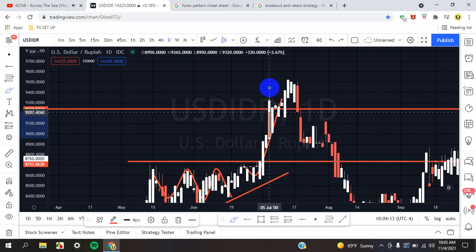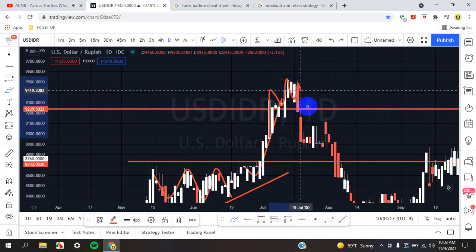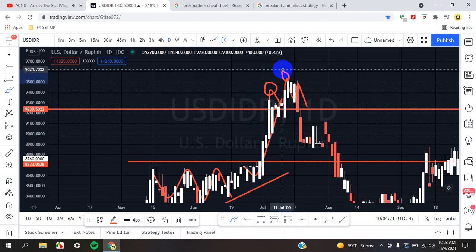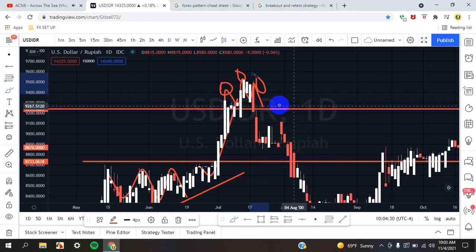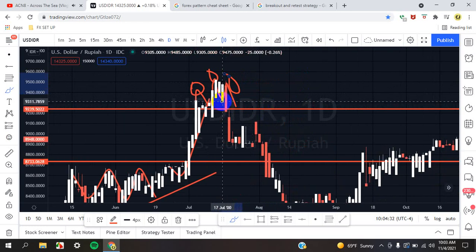So market pushed up once, came back down. Market pushed up twice, came back down. Market pushed up three times, came back down. So you got a triple top here. 1, 2, 3. And we got this engulfing pattern showing that the market's red candle engulfed the previous white one, showing that the market's going to drop. And that's exactly what happened.